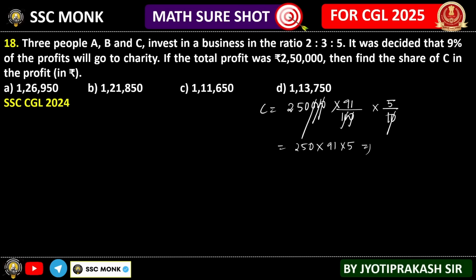Now see, by default there will be 0 and 5 in all the options. So I have to multiply. 250 into 5 is equal to 1250, into 91. Very simple. 125 into 91. 5 ones are 5. 12 ones are 12. 9 fives are 45. 12 plus 45 is equal to 57. 7 over here, 5 over here. 12 nines are 108 plus 5, 113. So the answer is 113750. Option D.